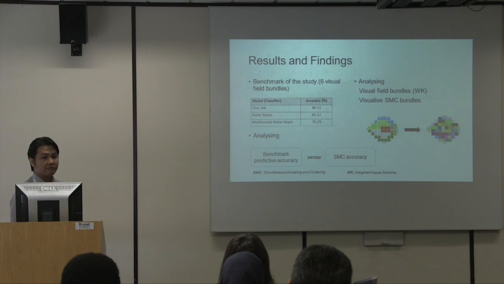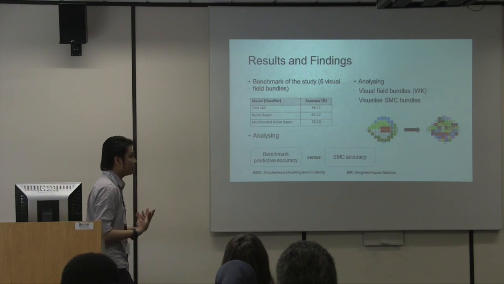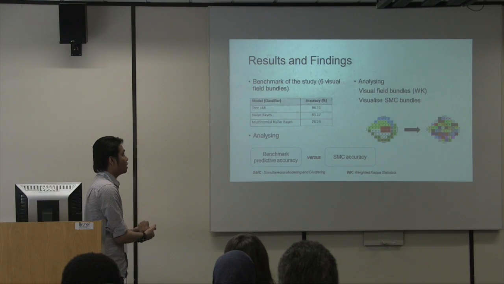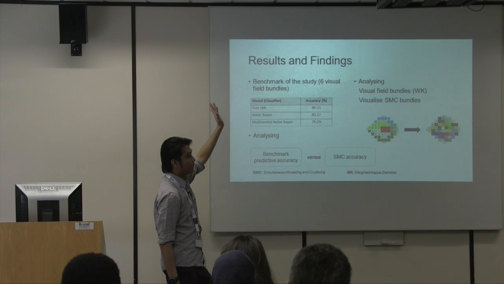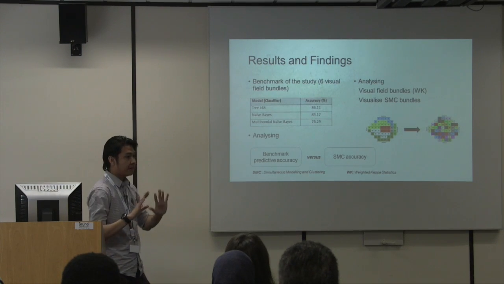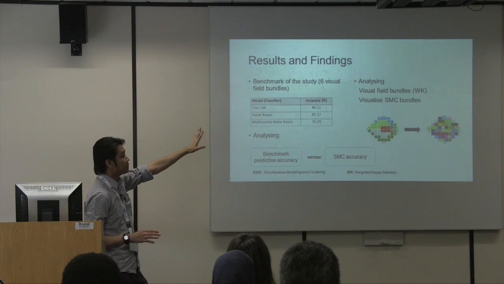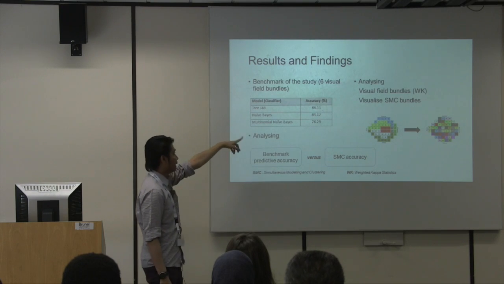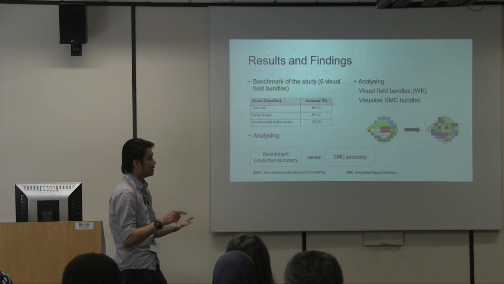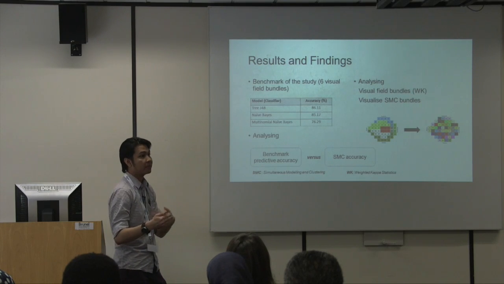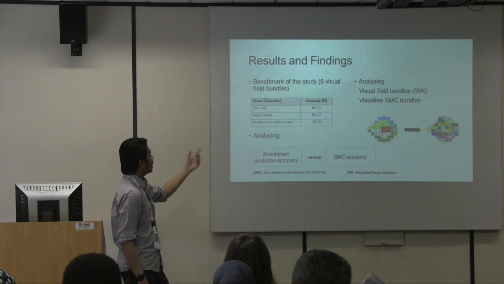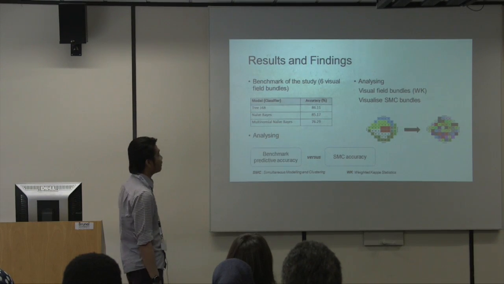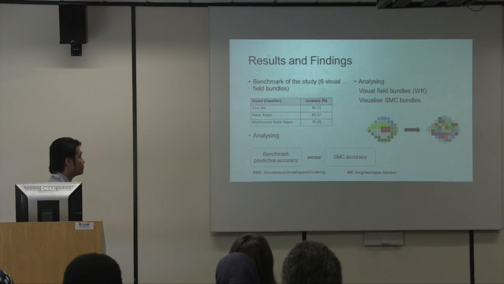And this is the results and findings. So how do I validate my result? I have the benchmark of my study. I use the 6 visual field bundles. This is actually the initial experiment without finding the best cluster. With the current practice, using the 6 bundles and this classifier, I can predict about 86% accuracy of the stage of glaucoma. With this one 85%, and with this classifier, multinomial naive Bayes, 76%.